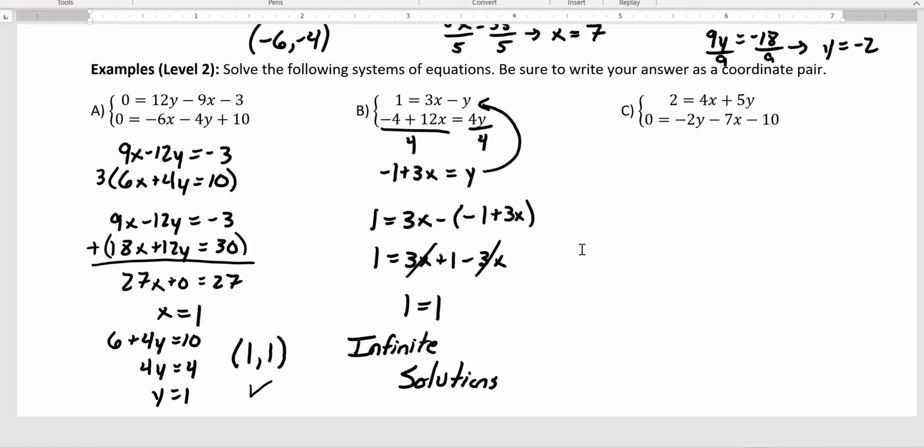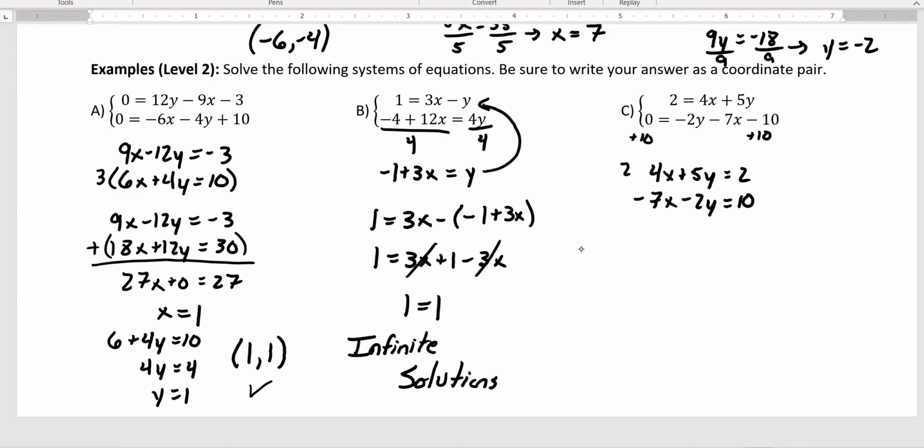All right, letter C, 2 equals 4x plus 5y. 0 equals negative 2y minus 7x minus 10. Okay, so looking at this here, I'm thinking it'd be difficult to isolate a variable. Let's get this in standard form and see if we can't use elimination. To do that, I could add 10 to both sides. So I'd get 4x plus 5y equals 2, and negative 7x minus 2y equals 10.